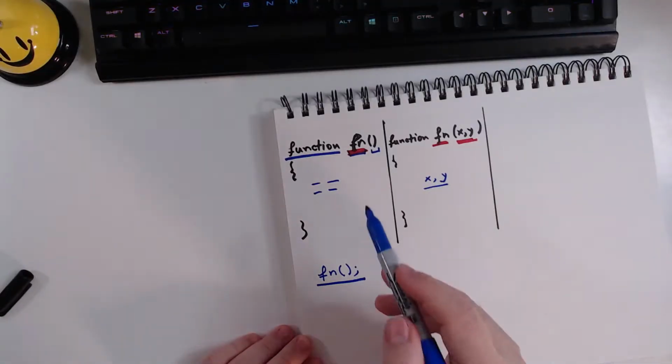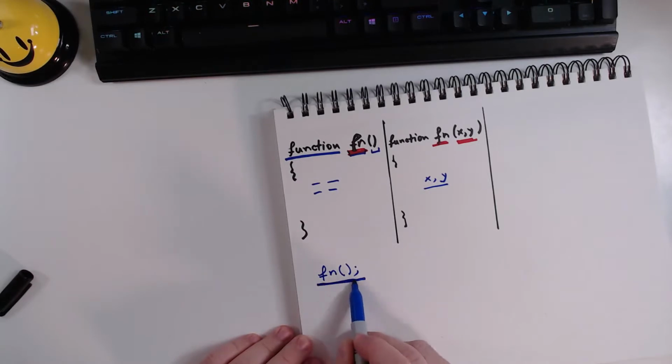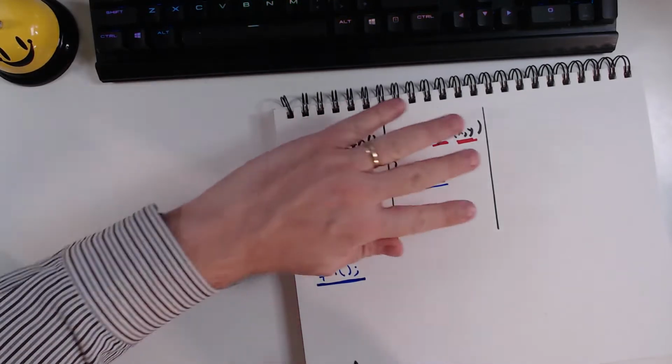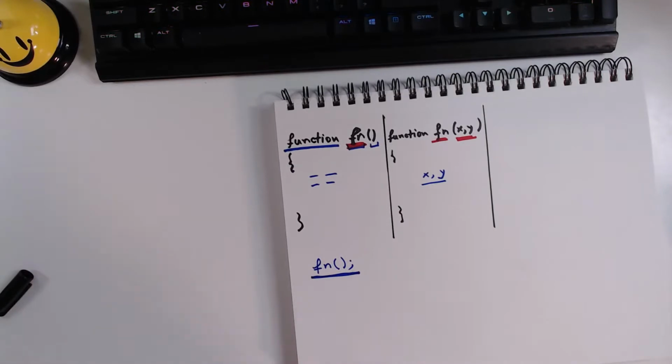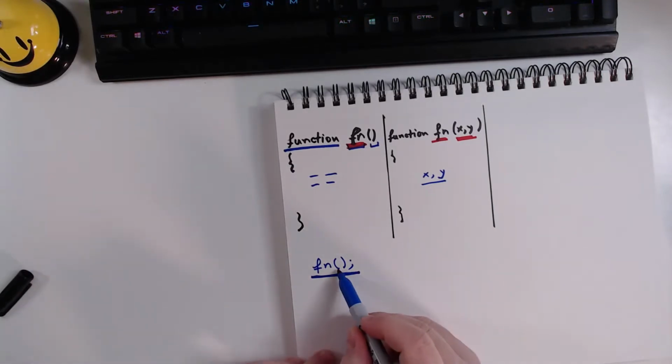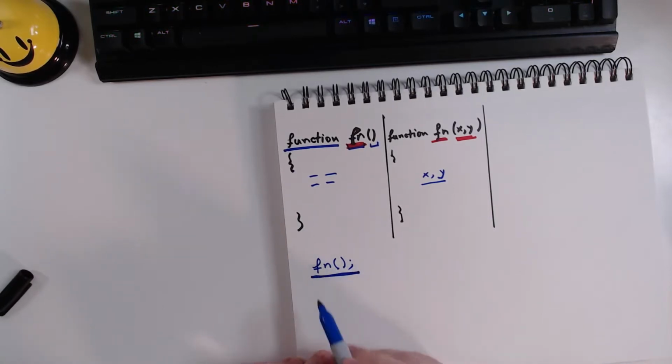All right, so by looking at this one, if somebody shows you a program, and you see some statement that looks like this, some name, and then open and close parentheses, just by looking at it, you should know that it's a function invocation. Basically, you are trying to call the function called fn.